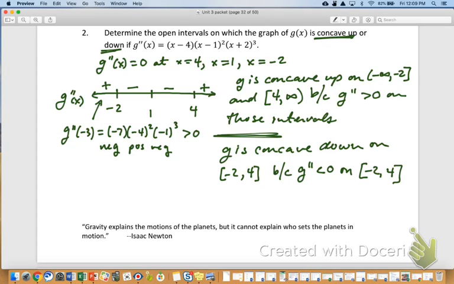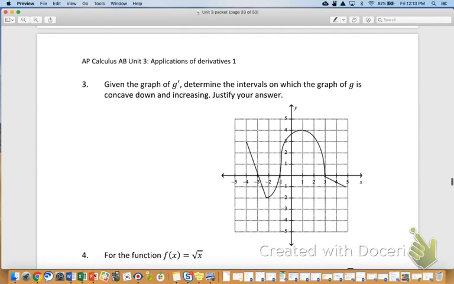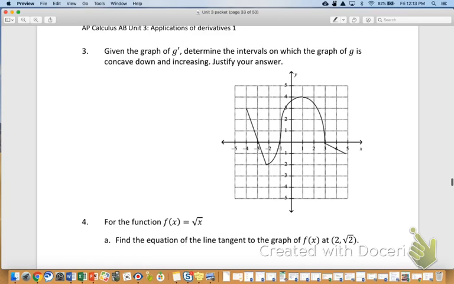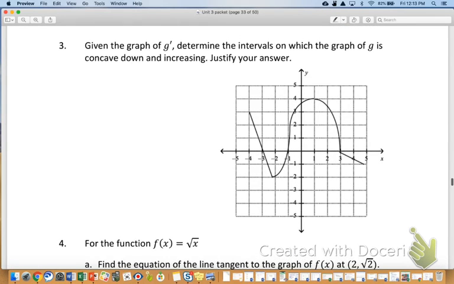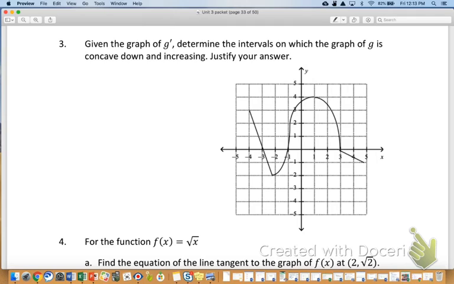Okay, so we have number 3 next. Again, really strongly encourage you to try a question like number 3 by yourself. Use the video to kind of help you check and gain understanding if needed.